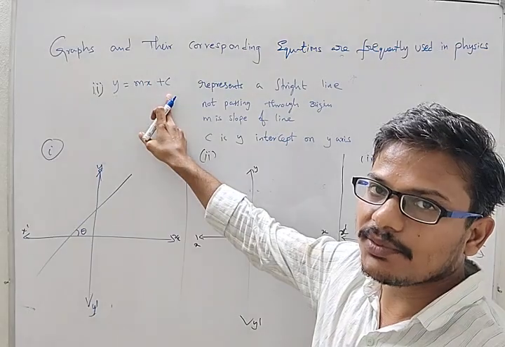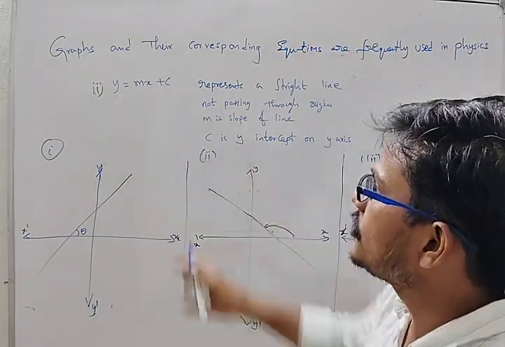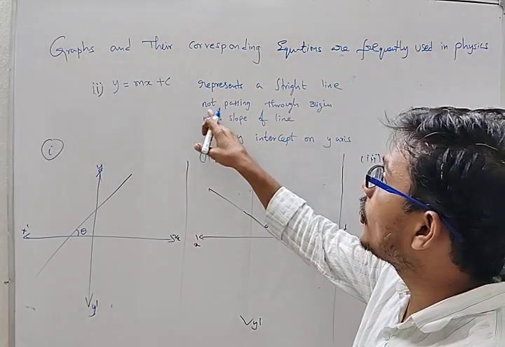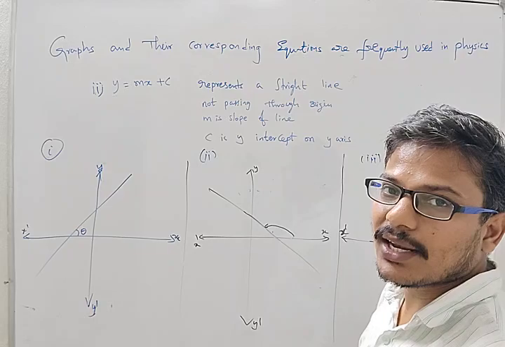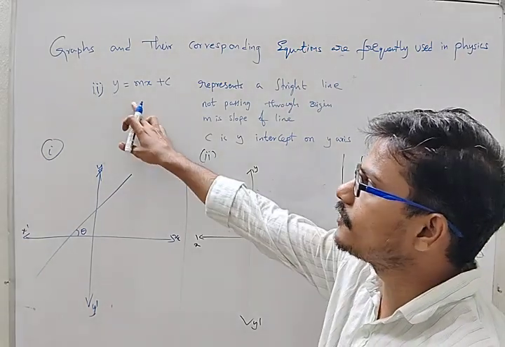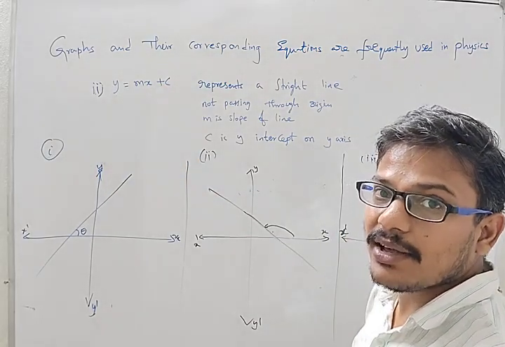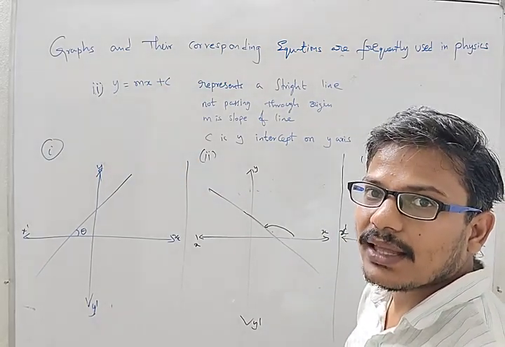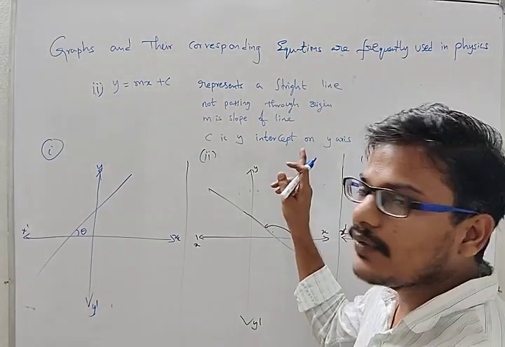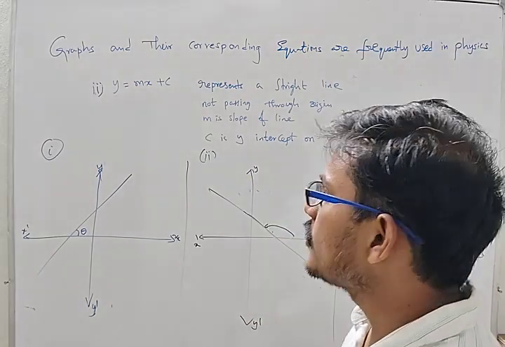Okay, what is y-intercept? We have to discuss. For this general equation, we get a straight line not passing through the origin. That straight line will not pass through the origin when y equals mx plus c. In the last class we discussed y equals mx. That is also a straight line but passing through the origin. Again, this will not pass through the origin. c is the y-intercept on the y-axis.